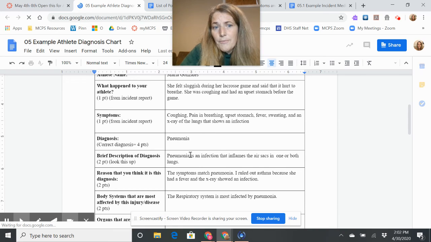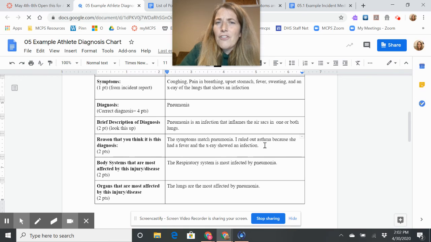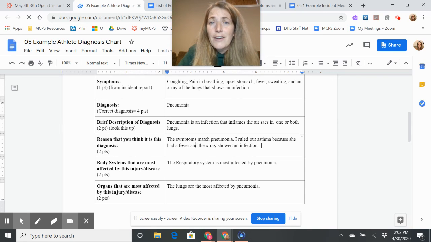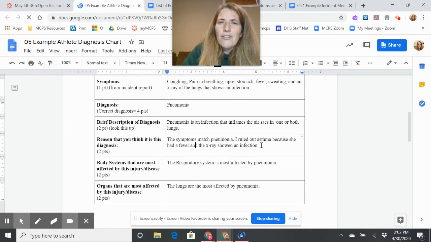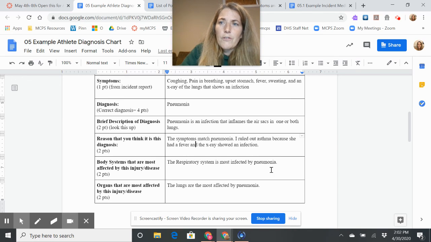Then what is pneumonia? Why did I diagnose this? This was kind of important. Reason why you think it is. It's not only that I think it is pneumonia because it matches symptoms, but I also don't think it's asthma because it said in there that she had a fever and it showed an x-ray that had an infection. If it was asthma, you wouldn't see an infection in the x-ray. You wouldn't see the person with a fever. So when you're diagnosing, you want to say what matches, but also what might rule out something else that's close. Like why might something be a break in a bone versus a sprain? Which systems are involved, which organs are involved.